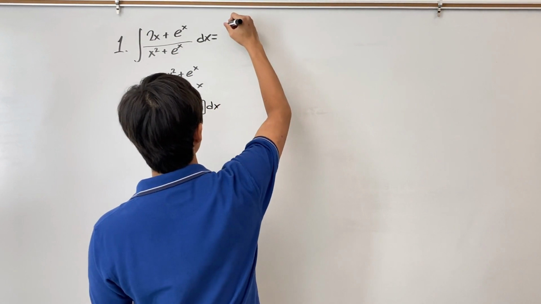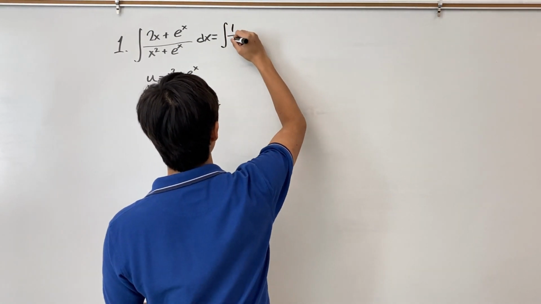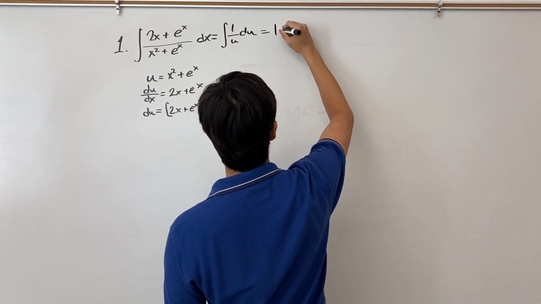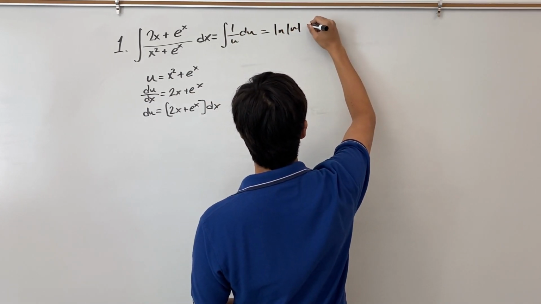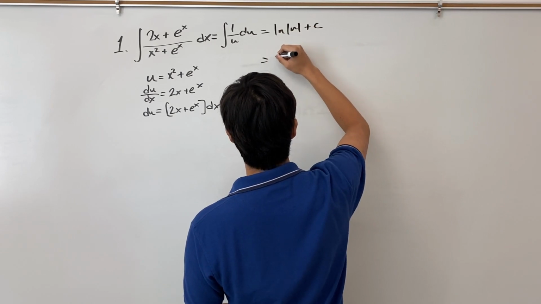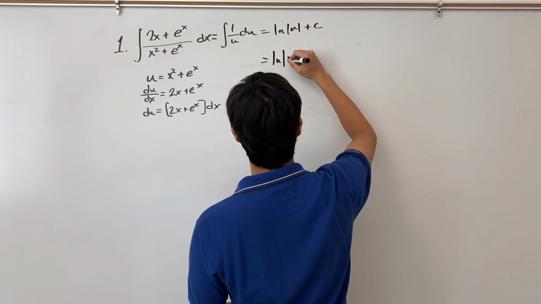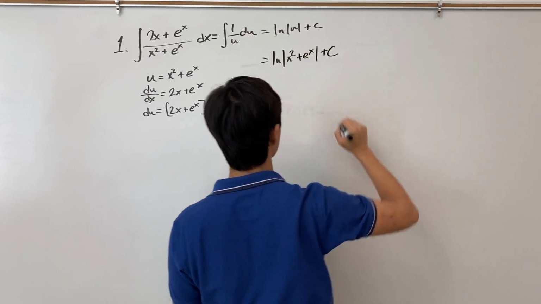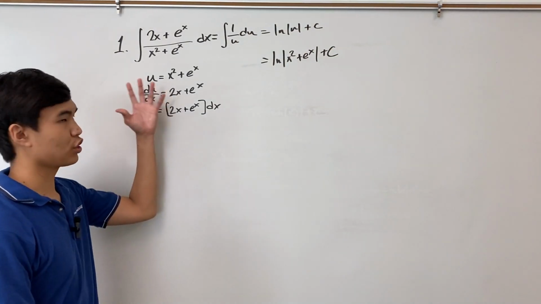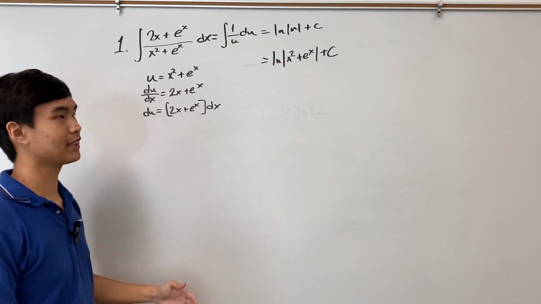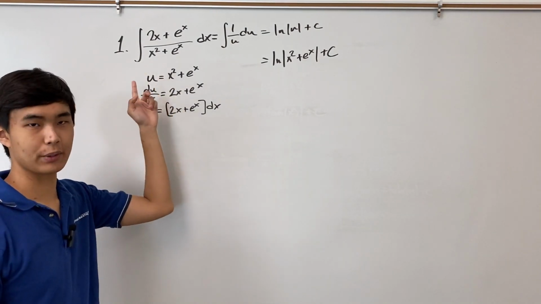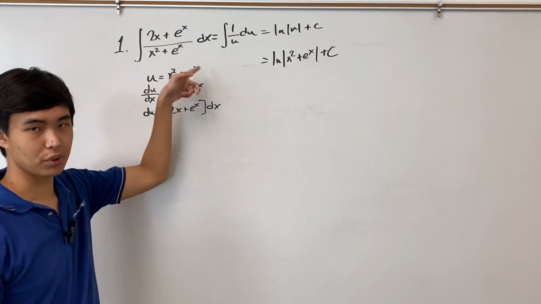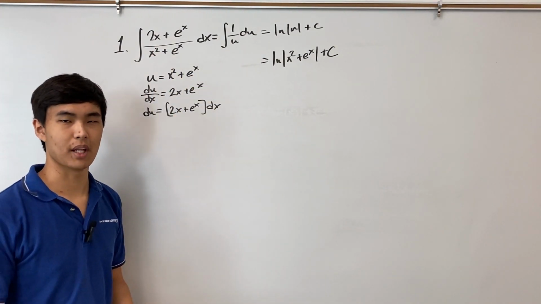So this is the integral of 1 over u du, which is ln of u plus c, which is ln of x squared plus e to the x plus c. Whenever you have rational functions like this, it's good practice to test if you can set the denominator equal to u and see if your du simplifies to your numerator, because then that makes the problem a lot simpler.